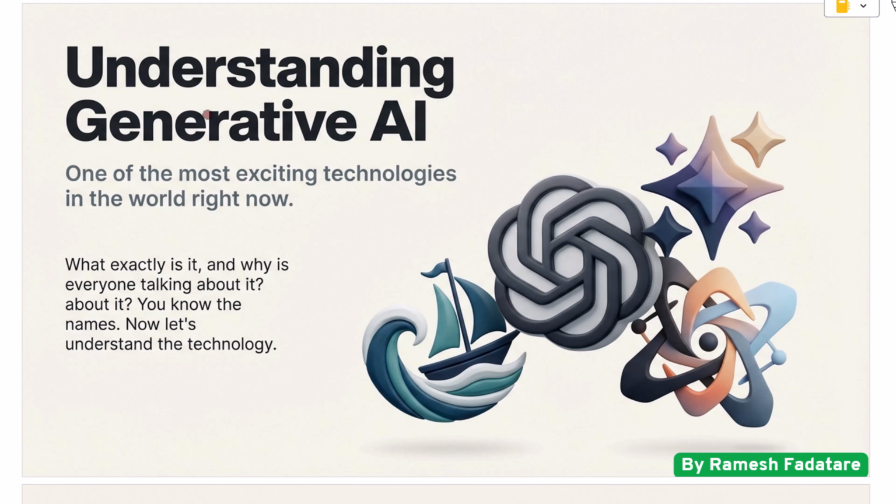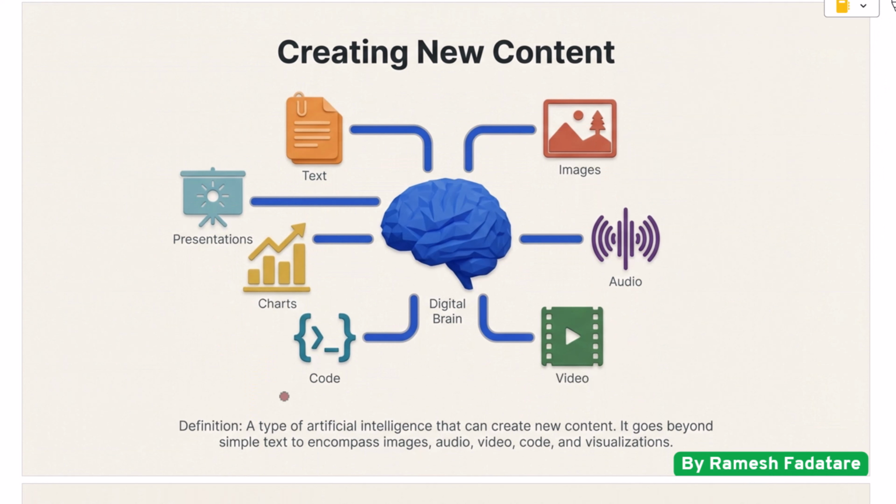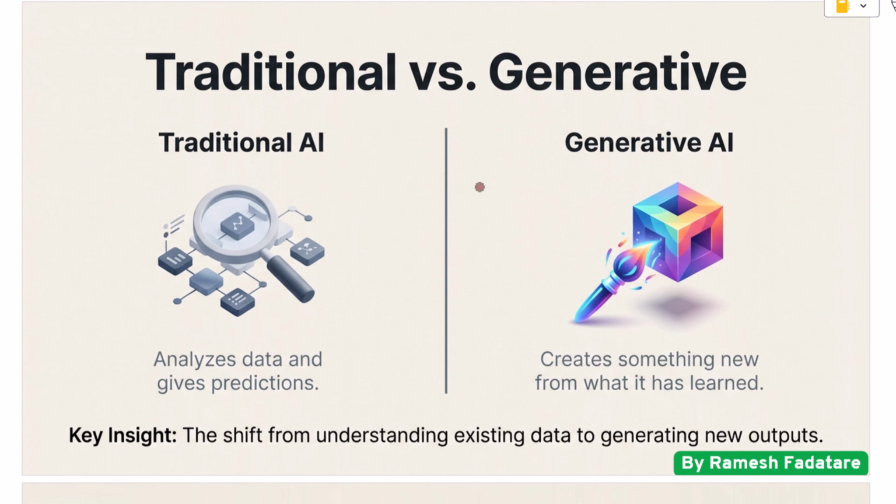Hi everyone, welcome back. In this video, we will learn what generative AI is in simple words with diagrams and examples. You have probably heard the name in apps like ChatGPT, Gemini, Midjourney, Stable Diffusion, and many others. These tools are examples of generative AI. Let's start with the basic idea. Generative AI is a type of artificial intelligence that can create new content. This content can be text, images, audio, videos, code, charts, presentations, and much more.